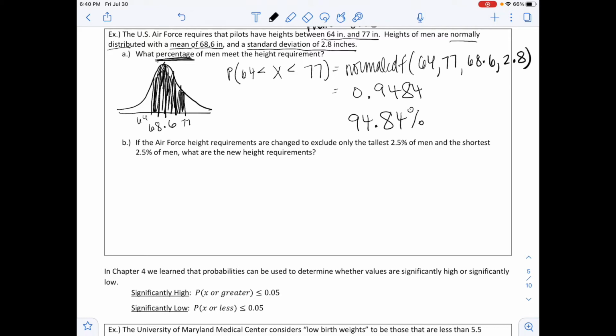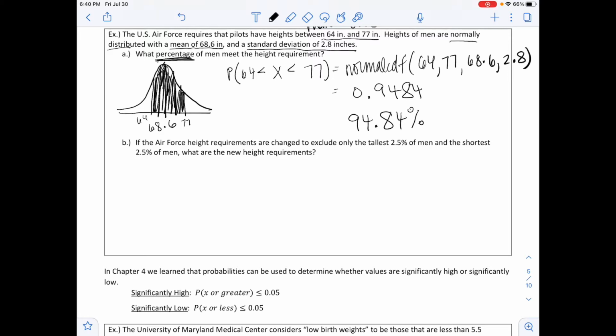So 94.84% of men meet the height requirement for the Air Force. So that means that the rest of these men, that not the 94.84%, one minus that complement, are either going to be above 77 inches or shorter than 64 inches.